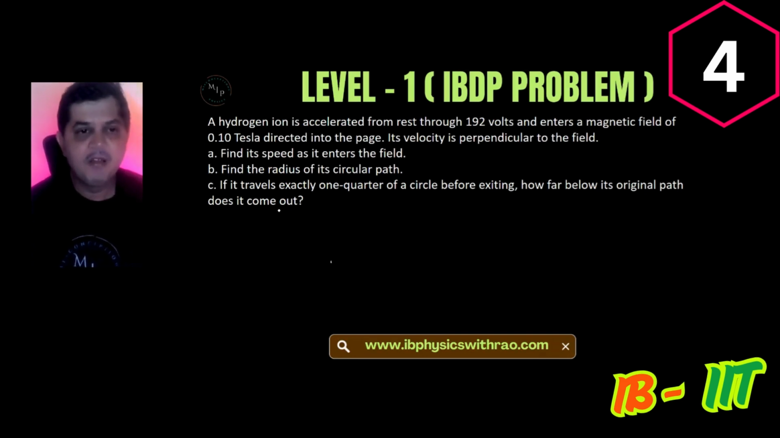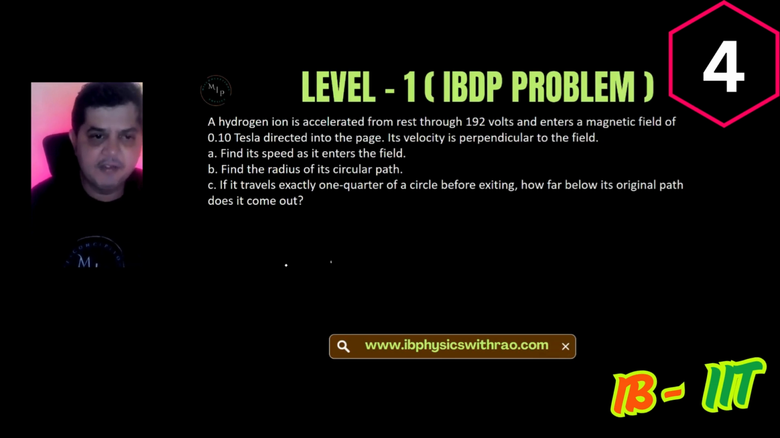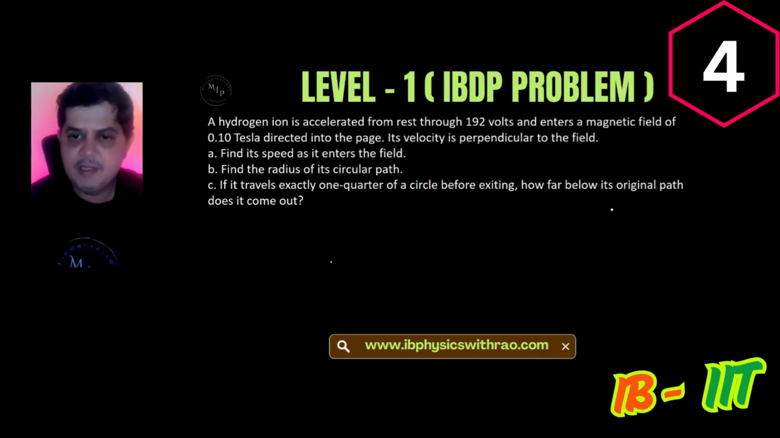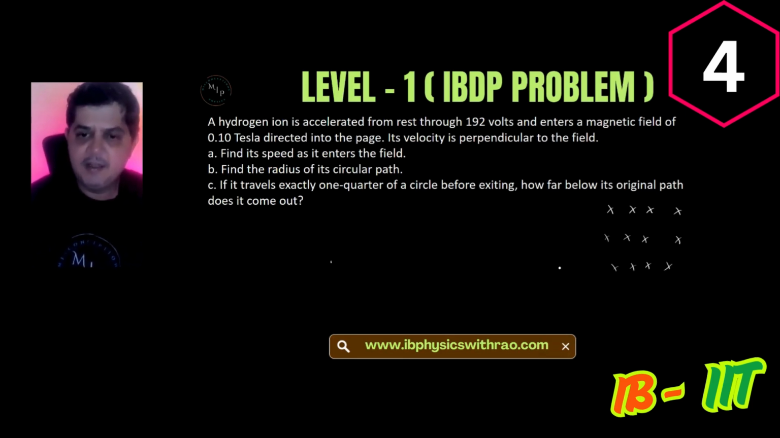Okay, a hydrogen ion. Now find its speed as it enters the field. So let me first draw the diagram to understand what is happening over here. You have a magnetic field like this, and let me assume there's a positive ion, a hydrogen ion, now transiting it like this.